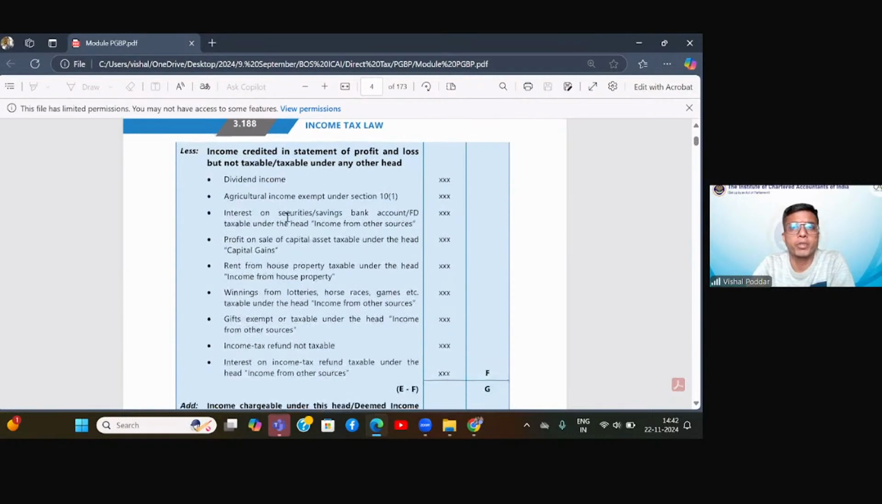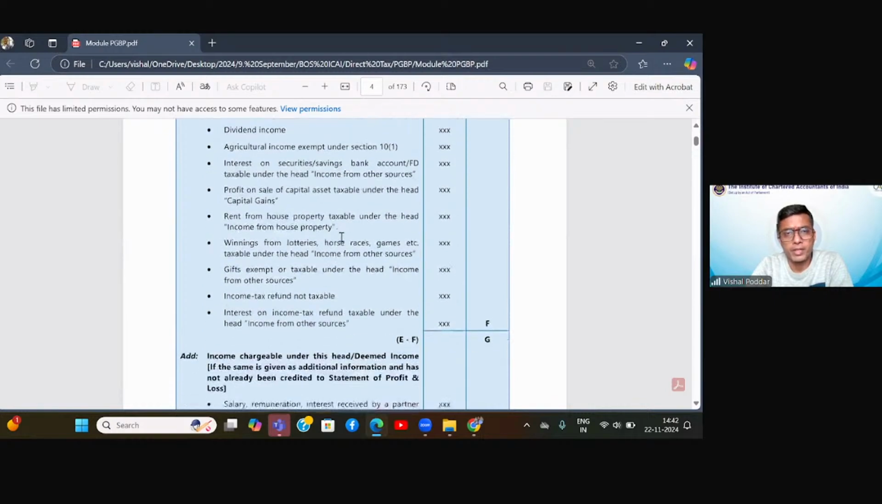Now here they have made a list of all those incomes which are covered under different heads like dividend, agriculture, interest, all these are other sources income. Then profit on sale of any capital asset, this is CG head income. Rent from HP, which is HP head income. Winnings, gift, all these are other sources income.